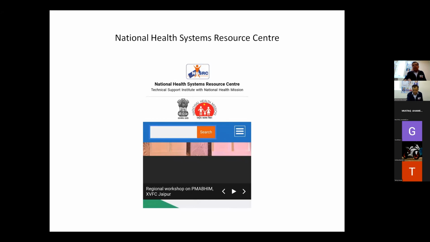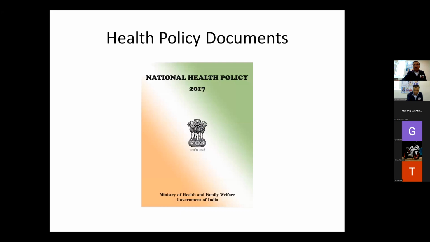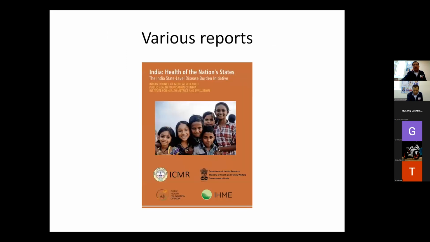So for the National Health System Resource Center, you can scroll, you can find out other types of data available at this level. And then the last thing in this context is the National Health Policy 2017. We just talked about it. We'll talk about it in tomorrow's lecture also. So this policy document is nothing but a kind of argument developed on the basis of data. So you can find several data over here also. And then there are other types of reports also.